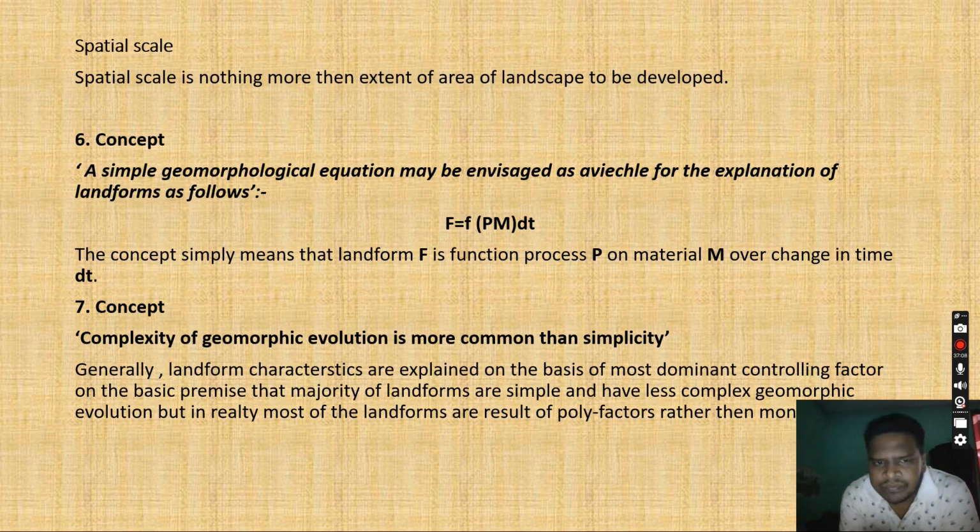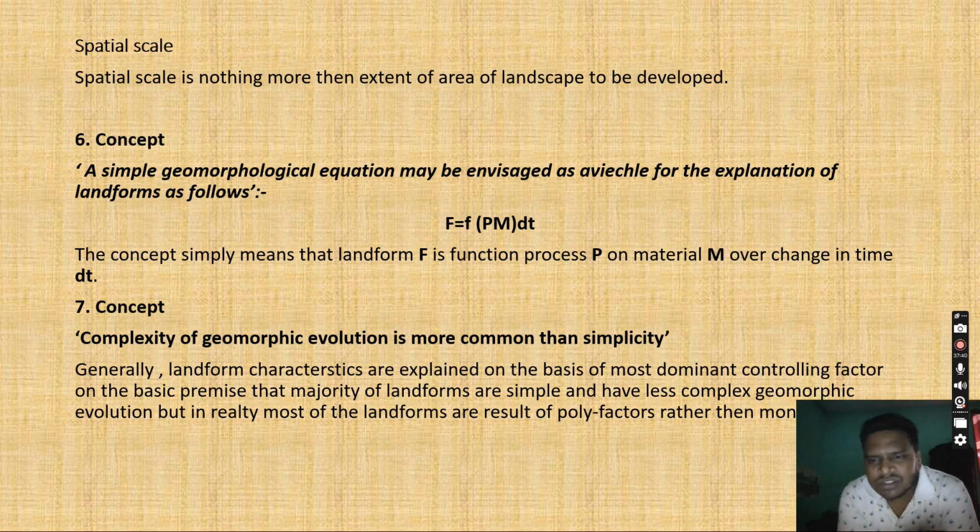Now we talk about concept number seven. Complexity of geomorphic evolution is more common than simplicity. So basically, any geomorphic evolution, geomorphic process or geomorphic system is a function of more than one process, or it may consist of one process. But basically, most of the time it doesn't happen. It consists of more than one process.